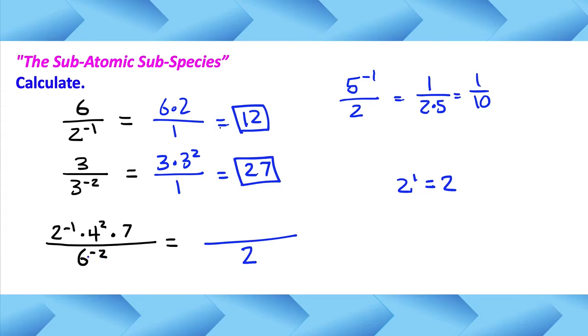The 6 to the negative 2 moves up. So you become a 6 squared up here. We have a 4 squared on top. And then we also have a times 7 on top. This is going to be kind of top heavy. Holy cow. All right, let's rewrite.